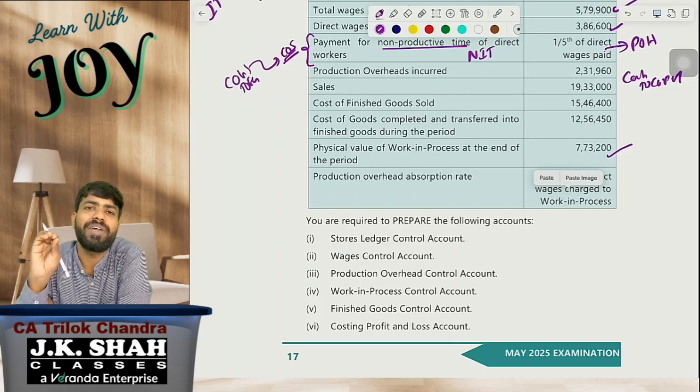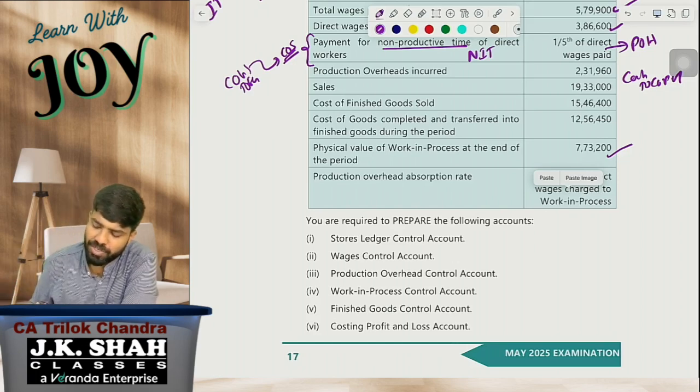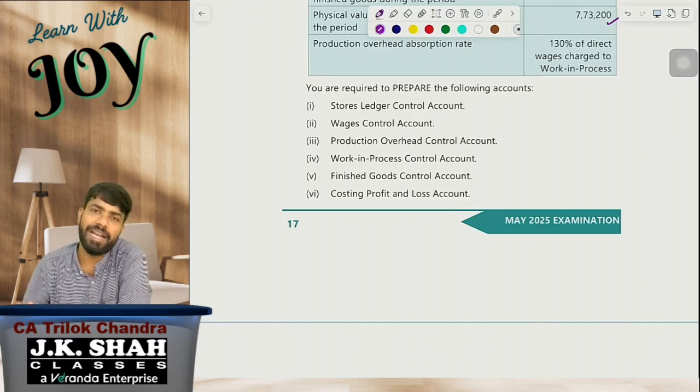What is the absorption entry for administration overhead related to production? Finished goods to administration overheads. What is the absorption entry for administration overhead? General cost of sales to administration overheads. What is the absorption entry for selling and distribution overhead? Cost of sales to selling and distribution overheads. So these are the entries. By passing all these entries, they are asking for stores ledger control account, wages control account, production overhead control account, work in progress control account, finished goods control account, costing P&L account.